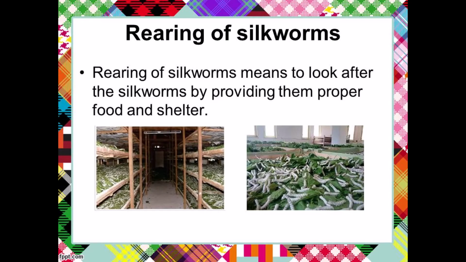Now next is rearing of silkworms. Rearing of silkworms means to look after the silkworms by providing them proper food and shelter. In this, silk moths are reared and their cocoons are collected to get silk threads.